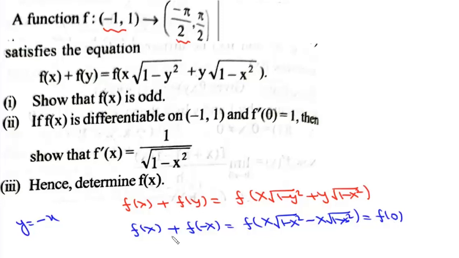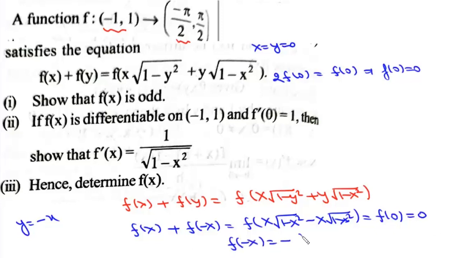Now we need to find the value of f(0), and for that what we'll do is we'll put both x and y as 0. So then it will be 2 times f(0), and here it will be this f(0). So clearly the value of f(0) is 0. So from here we can clearly say f(-x) is -f(x). Therefore this function is an odd function. Now second is, if f is differentiable on -1 to 1 and f'(0) is 1, then show that f'(x) is 1 upon under root 1 - x square.